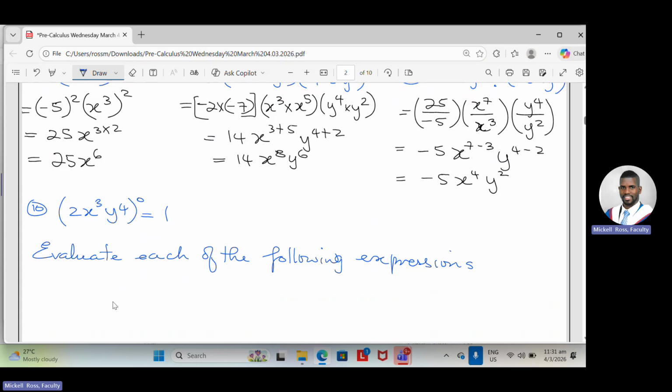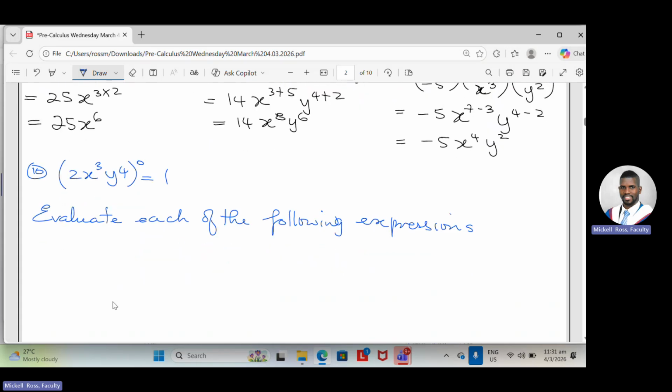Now, to evaluate something means that you would have to come up with a final answer, right? So there must be a number answer, because that's how you're going to eventually evaluate what that thing is. Say, for instance, you are given 49 raised to the power of 3 halves, right? 49 to the power of 3 halves.